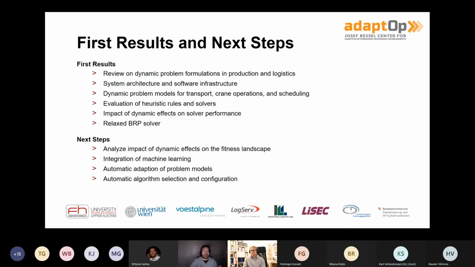And now, of course, we are working on dynamic problem models for transport and crane operations and scheduling. This work is done together with the University of Vienna. The University of Vienna is the second scientific partner in our Josef Ressel Center. And they especially concentrate on dynamic problem models for transport problems, and we concentrate on crane operations and scheduling. And we evaluated different heuristic rules and different solvers to get an analysis of the impact of dynamic effects on solver performance.